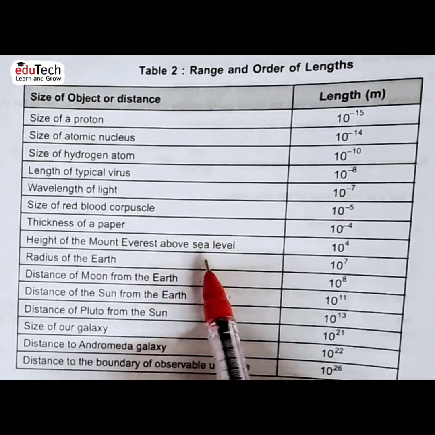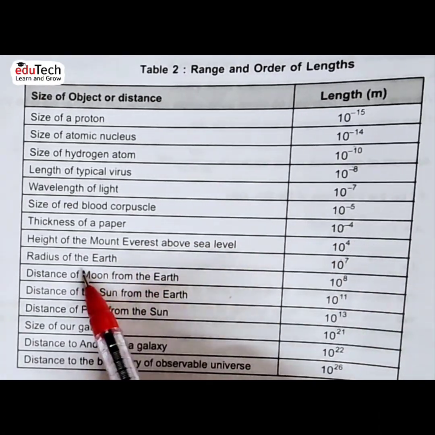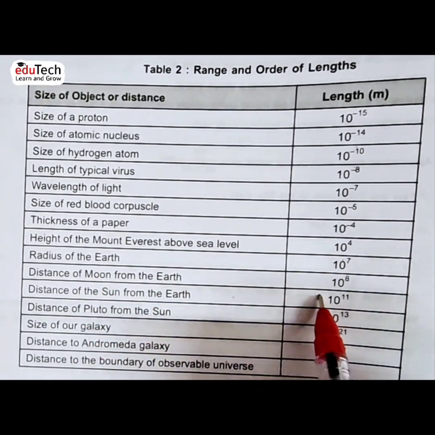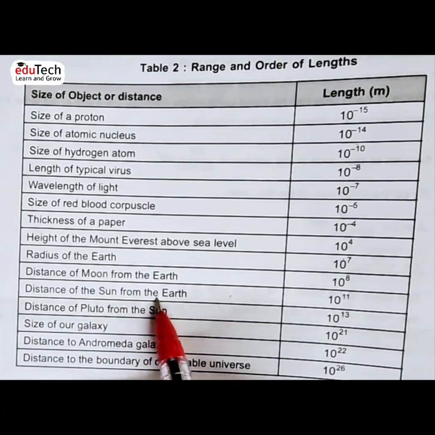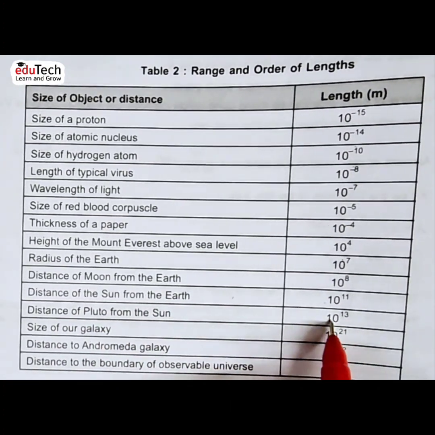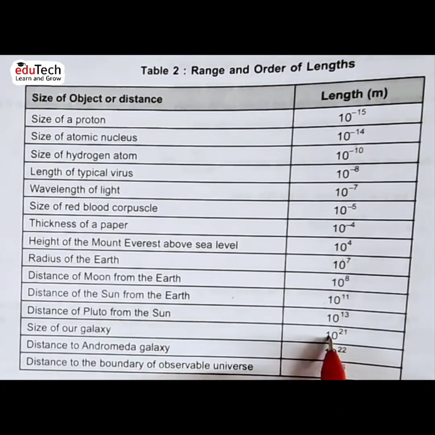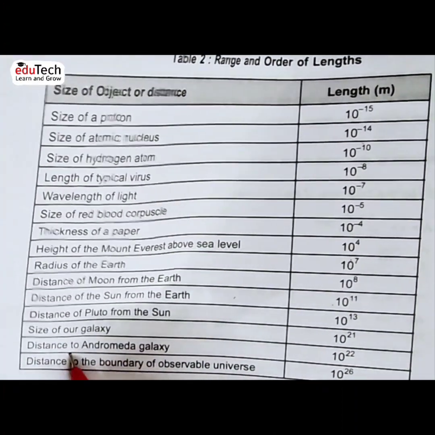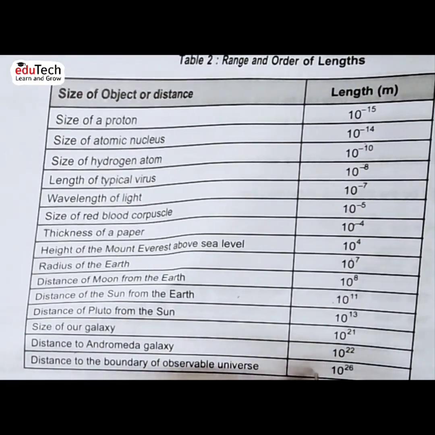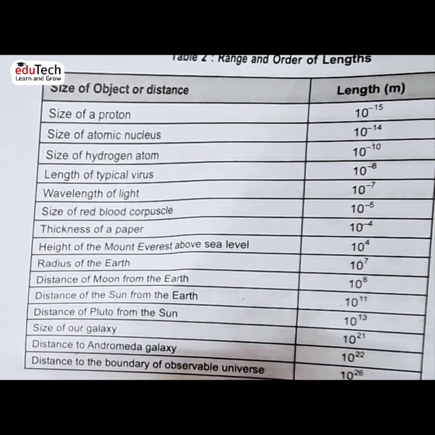Height of Mount Everest above the sea level 10 power 4 meter. Radius of Earth 10 power 7 meter. Distance of Moon from the Earth 10 power 8 meter. Distance of Sun from the Earth 10 power 11 meter. Distance of Pluto from the Sun 10 power 13 meter. Size of our galaxy 10 power 21 meter. Distance of Andromeda galaxy 10 power 22 meter. Distance of boundary of observable universe 10 power 26 meter.